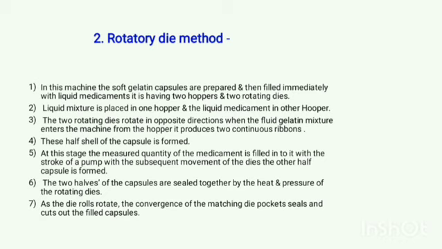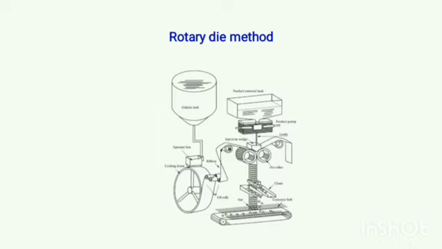When the fluid gelatin mixture enters the machine from the hopper, it produces two continuous ribbons. The half shell of the capsule is formed. At this stage, the measured quantity of the medicament is filled into it with the stroke of a pump. With the subsequent movement of the dies, the other half of the capsule is formed. This is a diagram of the rotary die method.